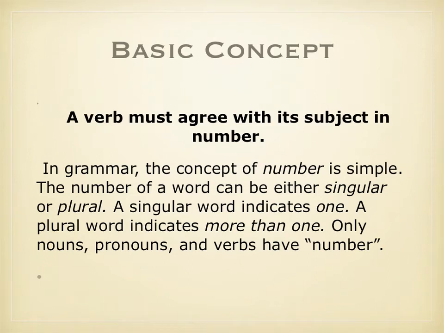The basic concept that we're trying to get across here is that a verb must agree with its subject in number. Now, in grammar, the concept of number is simple. There are really only two things a noun or a verb can be, and that is singular or plural. Singular is one, plural is more than one. And only nouns, pronouns, and verbs have number.